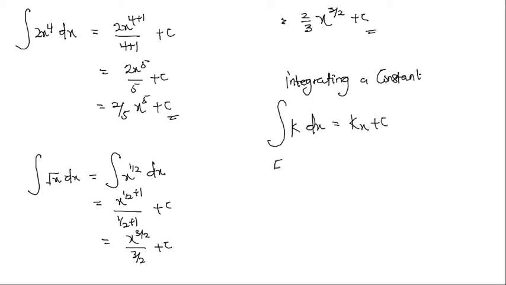So for instance, if we are to integrate 7 dx, it becomes 7x plus c. The same way, if we are to integrate, let's say, 9 dx, because 9 is just a constant, it becomes 9x, then we add c to it.